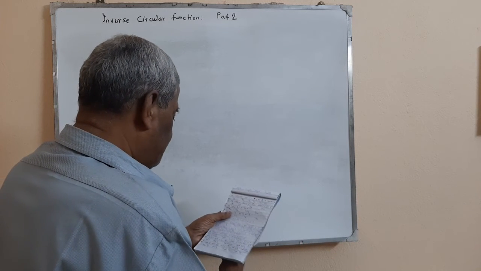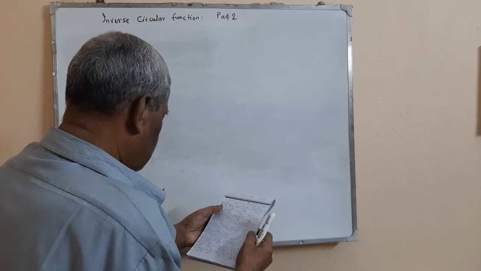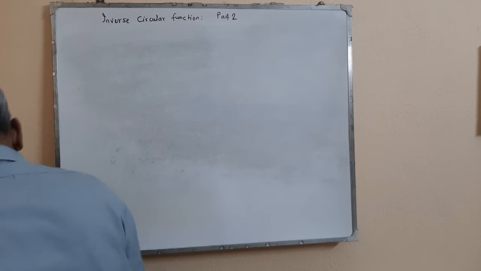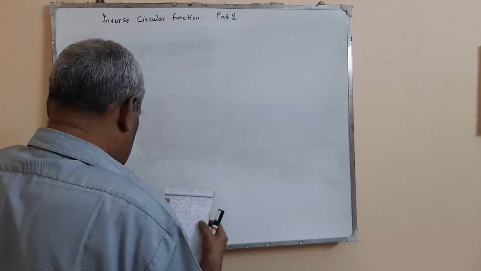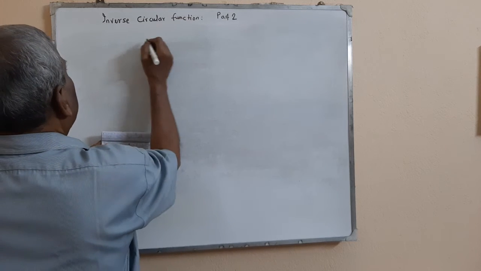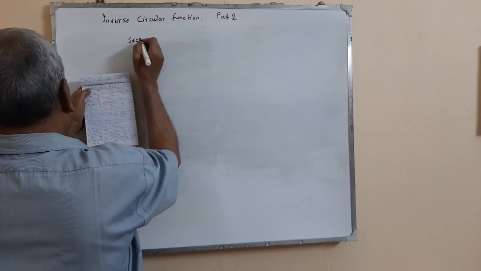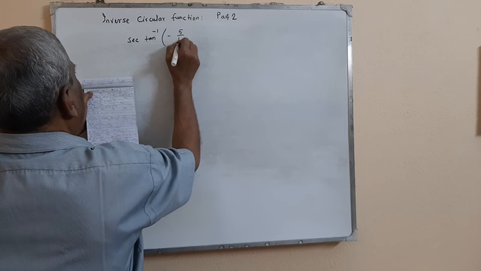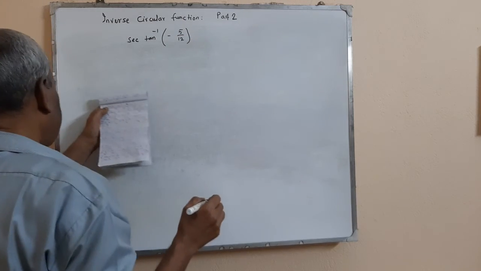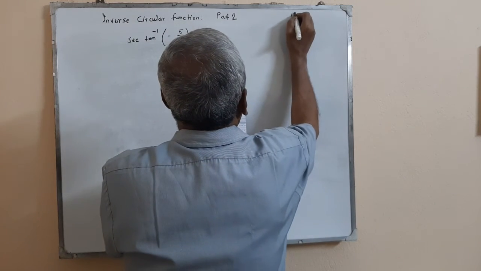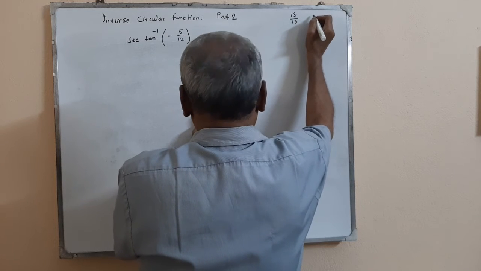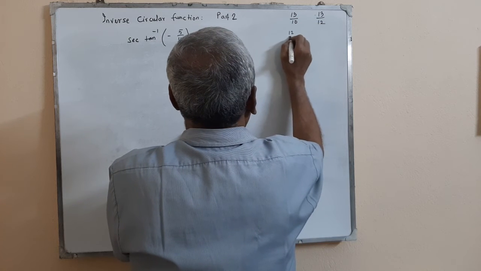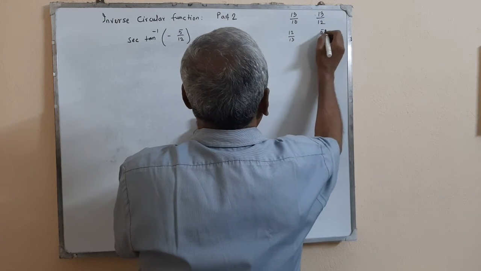Our next problem. Sec of tan inverse minus 5 by 12 is equal to: 13 by 10, 13 by 12, 12 by 13, and 5 by 13.